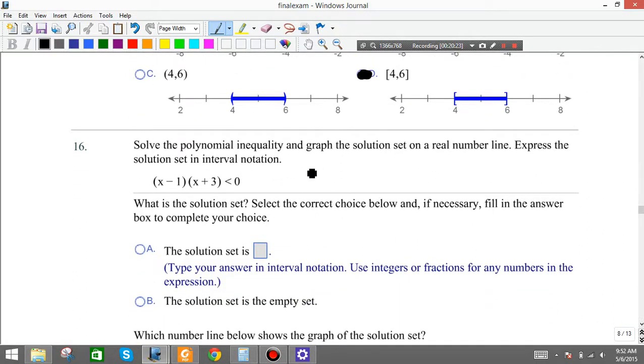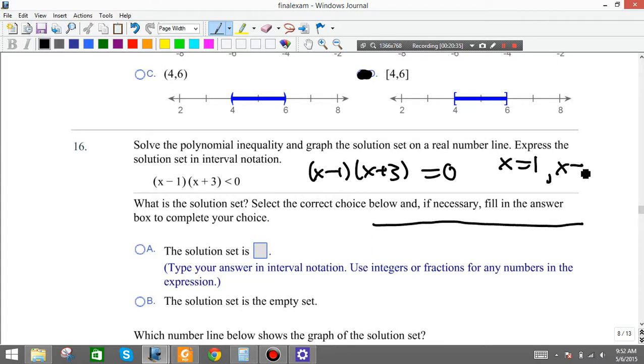When we're solving this, we actually need to solve x minus 1 times x plus 3 is equal to 0. That is a number line. So this means that x equals 1 or x equals negative 3. Put negative 3 and 1 on the number line, and then we need to pick values for x minus 1 times x plus 3. We're looking for a negative sign. So when we pick 30, 30 minus 1 times 30 plus 3 is a positive number.